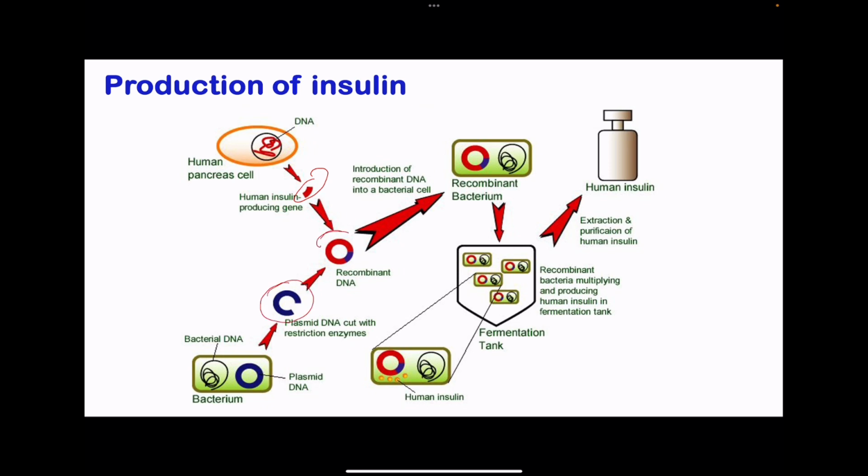Combining the two using DNA ligase, we create the recombinant DNA, and this recombinant DNA is going to be introduced into a bacterial cell or bacterium. Using this transformed bacterium, culture in fermentation tanks is going to be carried out in order to produce many bacteria of similar kinds. Then the insulin is going to be extracted and purified in order to produce human insulin.